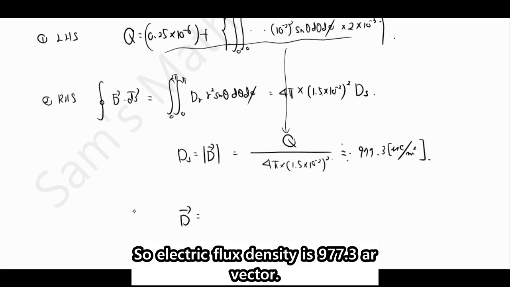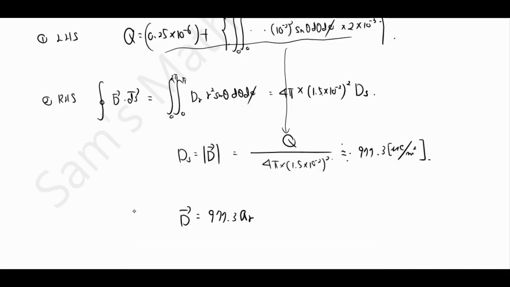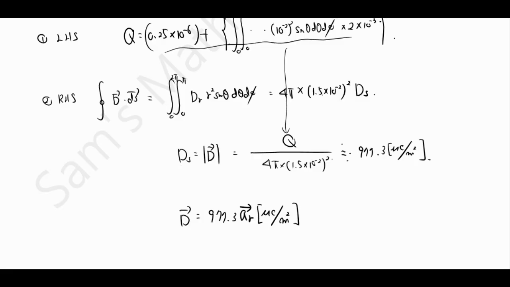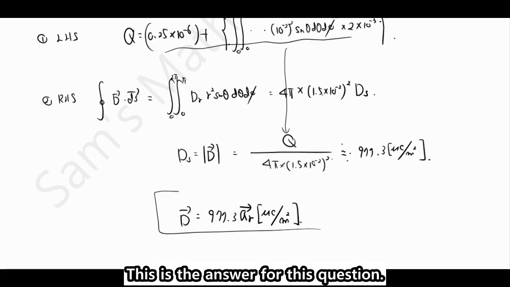So electric flux density is 977.3 a r vector microcoulomb per meter square. This is the answer for this question.